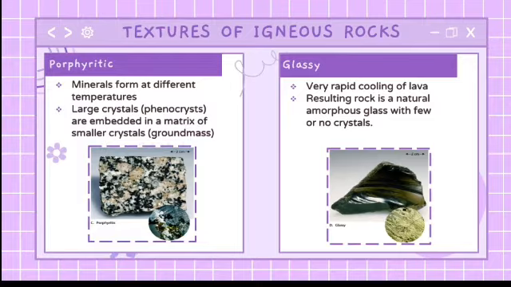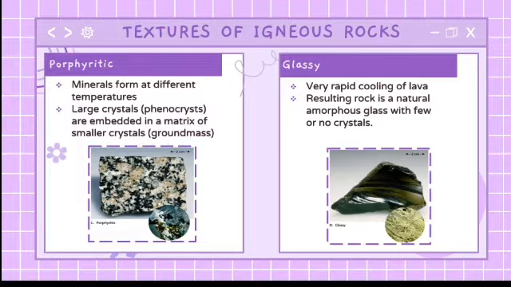Porphyritic texture also occurs when magma crystallizes below a volcano but is erupted before completing crystallization, thus forcing the remaining lava to crystallize more rapidly with much smaller crystals. The fourth one is the glassy texture. Glassy texture cools very rapidly. The resulting rock is called obsidian.